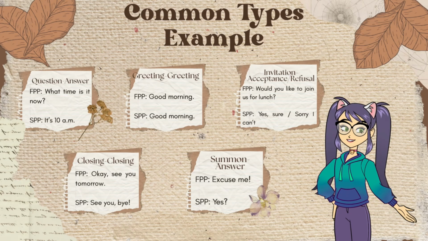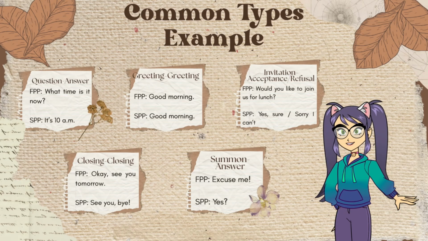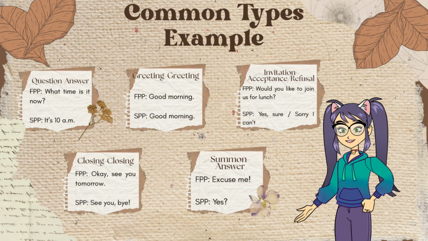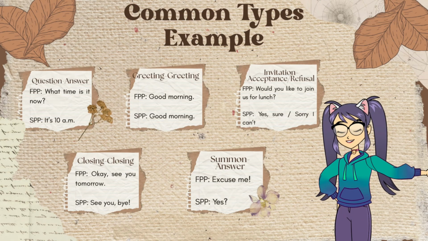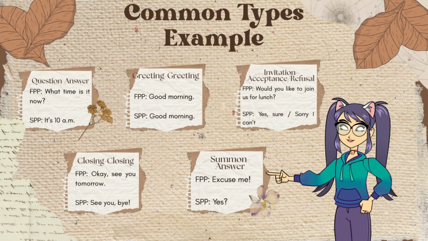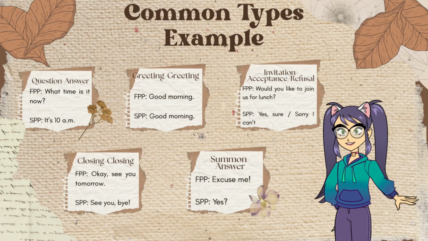Second, greeting and greeting. The first person says, "Good morning," and the second person must greet back by saying, "Good morning." This shows that the listener returns the greeting, which opens the interaction and acknowledges the other person. Third, invitation and acceptance or refusal. The FPP invites the SPP by saying, "Would you like to join us for lunch?" The SPP must answer with either acceptance or refusal, such as, "Yes, sure," or "Sorry, I can't."